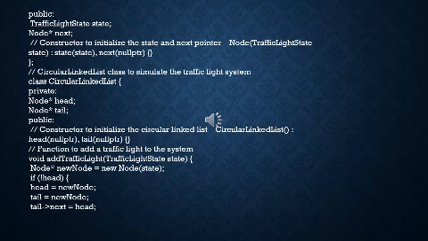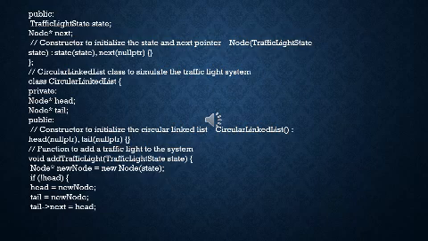Then declare a CircularLinkedList class to manage the circular linked list of traffic lights. Declare that the following members are private, so they cannot be accessed from outside the class. Declare a pointer head to the first node in the list, then declare a pointer tail to the last node in the list. Declare that the following members are public and accessible from outside the class. Then the constructor initializes head and tail to nullptr.